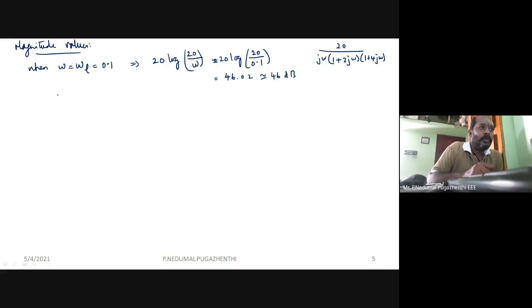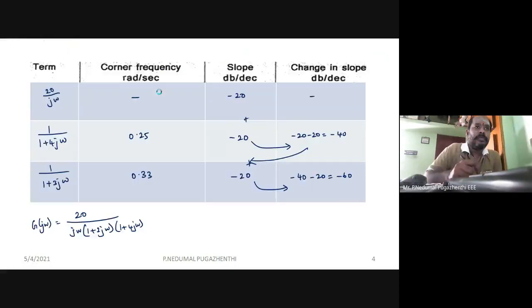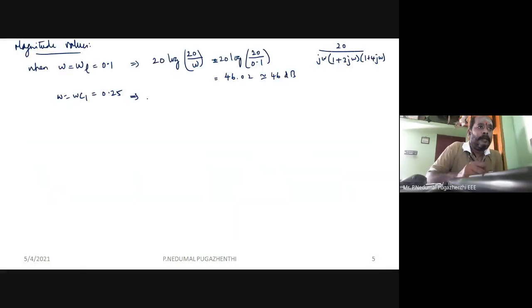Omega is equal to omega C1. What is my omega C1? 0.25. From the first table, my first slope is minus 20. So I will take minus 20. That is the formula: minus 20 log of the current omega value divided by the previous omega value, which is 0.1, plus the previous magnitude value. What is the previous magnitude value? 46.